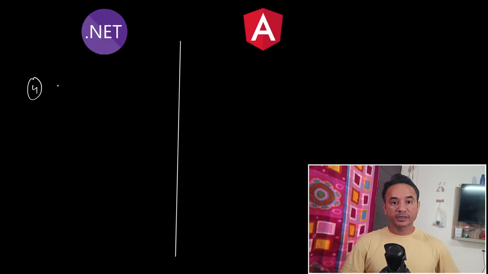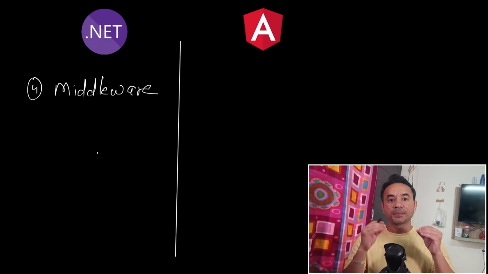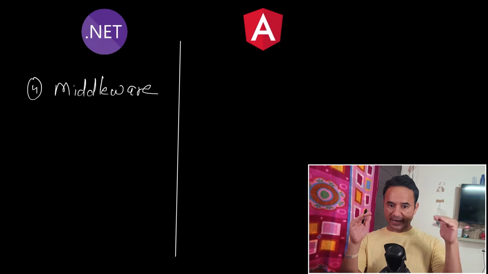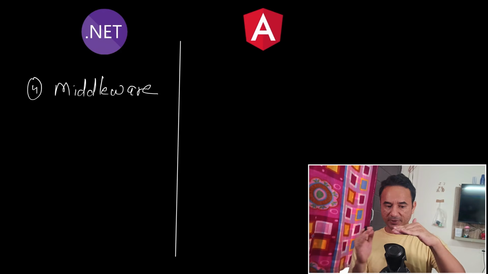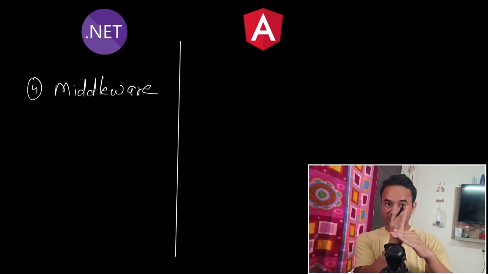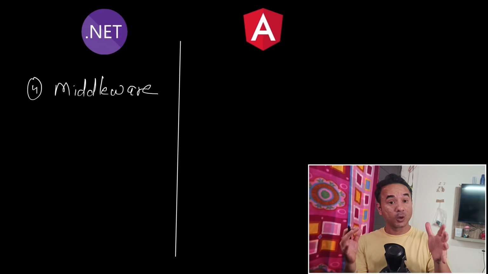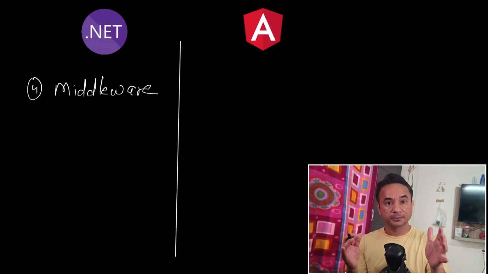Next concept in .NET you already know is middleware, right? Middleware in .NET Core. So what it does, it sits between the request and the response. When a request is coming, it has to go through the middleware. When a response is going, it has to go through the middlewares, right? For example, authentication middleware, logging middleware, exception handling middleware.